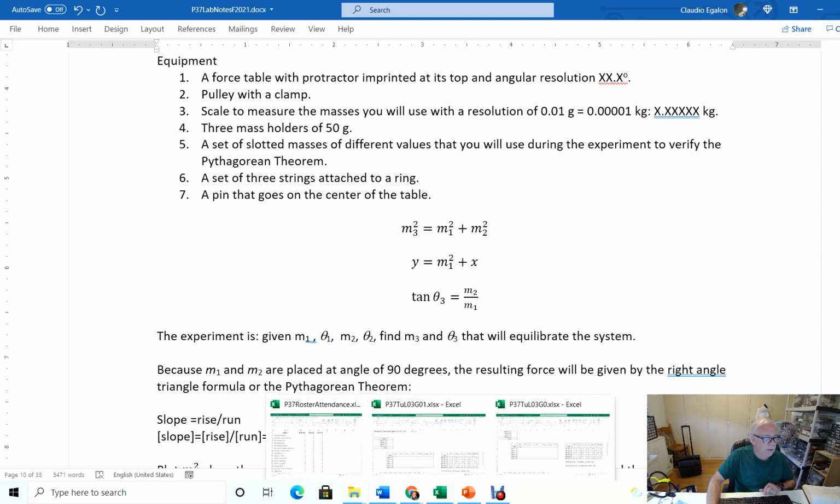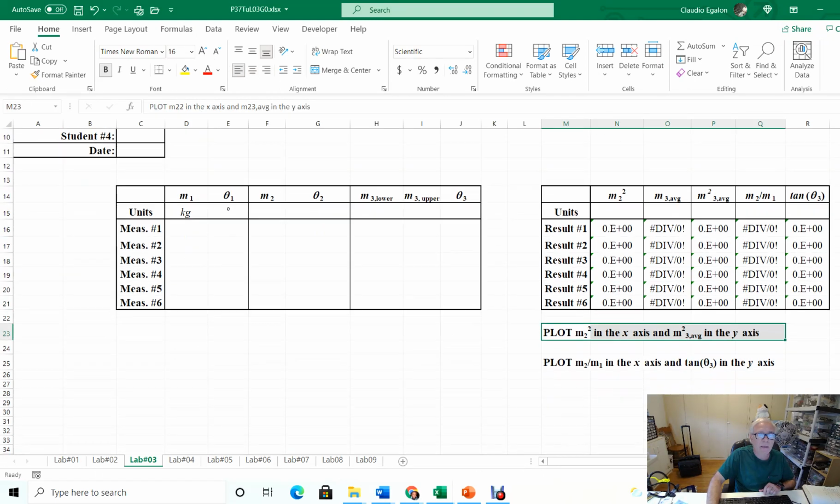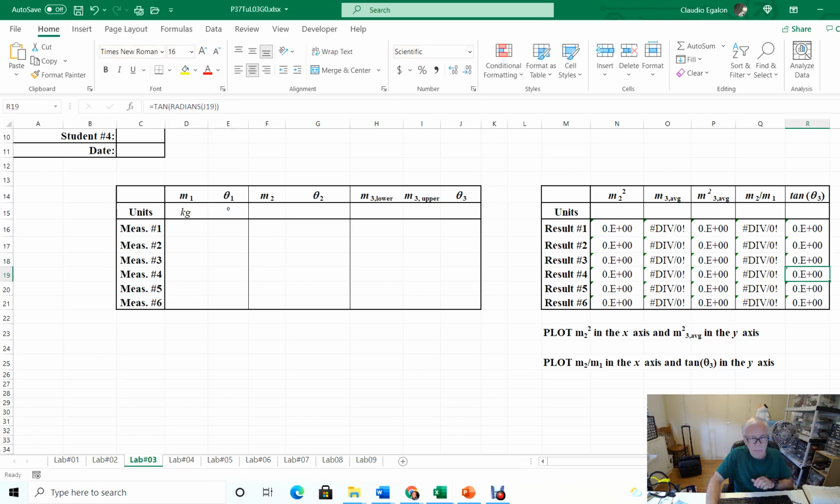So plot, just like it's written in the spreadsheet here, M2 squared in the x-axis and M3 average squared in the y-axis. And the second graph that you're going to plot is to verify the angle, right? You're going to plot M2 over M1 in the x-axis and tangent of theta 3 in the y-axis. Here you go. Theta 3, you measure right in here.